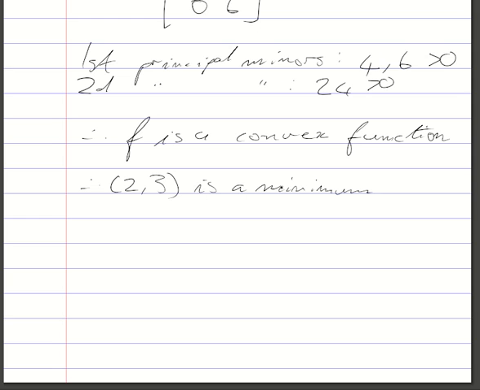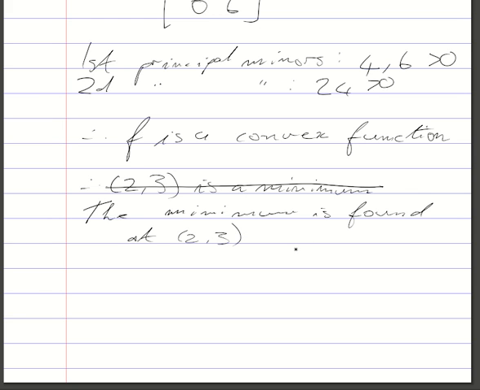Well, this is actually slightly wrong. I shouldn't write it like this. Let me scratch that out. 2, 3 is not a minimum. I should say that the minimum is found at 2, 3. Now, is this enough?